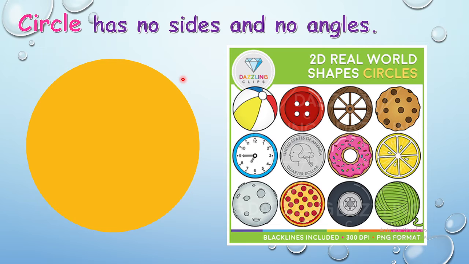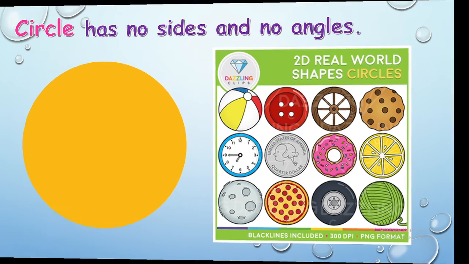Such as what? These things are all circle. So easy. There are many things. A cookie, donut, the whole pizza, the moon, a wheel, a slice of lemon, buttons, ball, yarn, those are all circle.